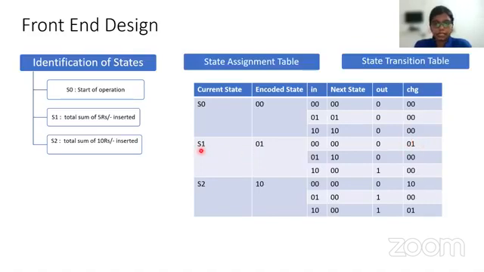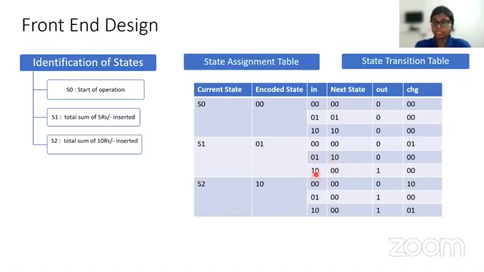At S1, if we are inserting a 5 rupees coin, then what will happen? Then we will have a total sum of 10 rupees. It's still not 15, so no output, no change. But since now the machine has 10 rupees, the next state will be S2, which is 10.